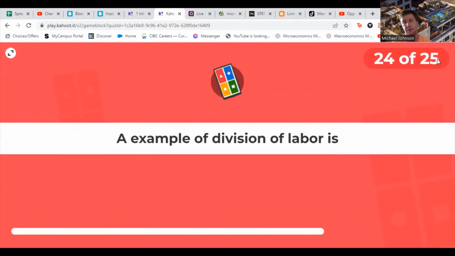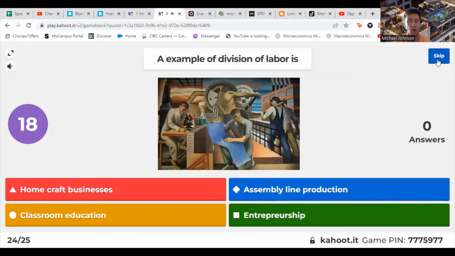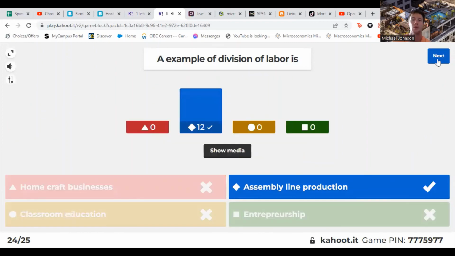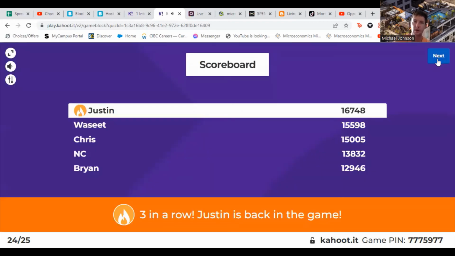An example of a division of labor is red, homecraft business, blue, assembly line production, yellow, classroom education, green is entrepreneurship. Blue is assembly line production is the right answer.